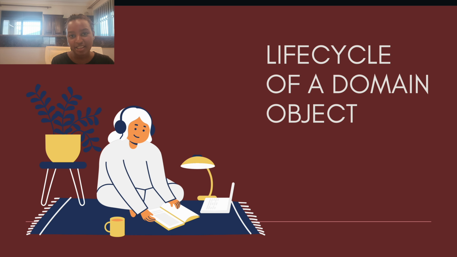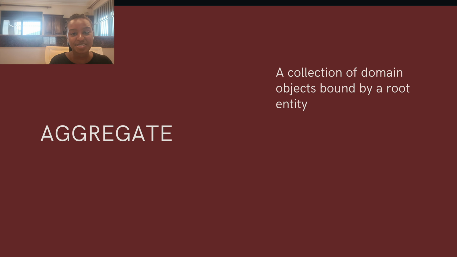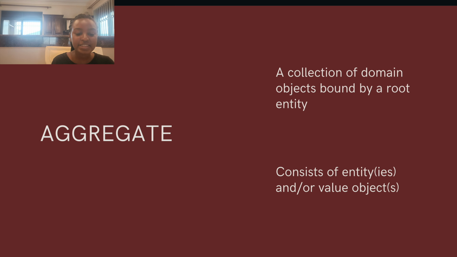So let's look at the life cycle of a domain object. Let's start with something called the aggregate. An aggregate is a collection of domain objects bound by a root entity. They consist of entities and value objects. I mentioned two things here, that they consist of entities and value objects, and a collection of domain objects bound by a root entity.